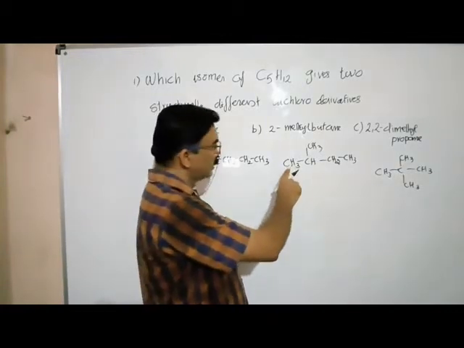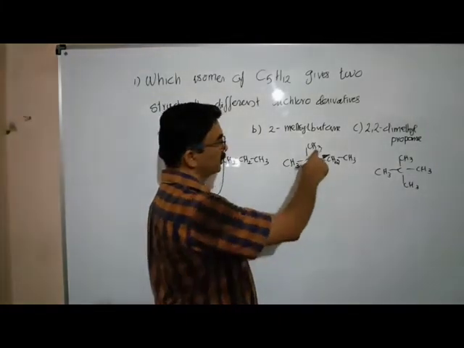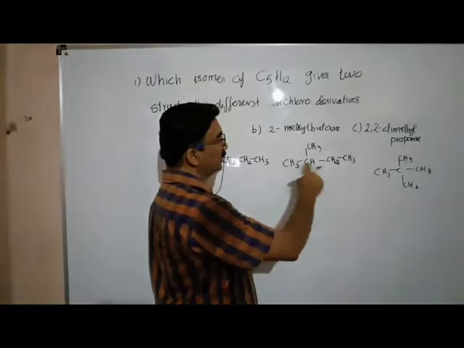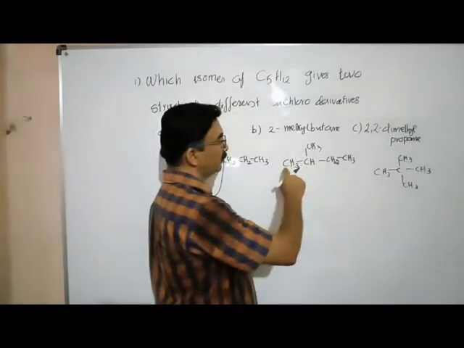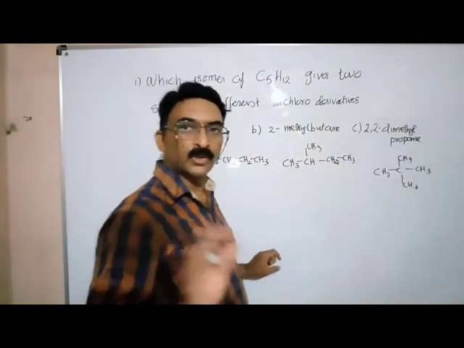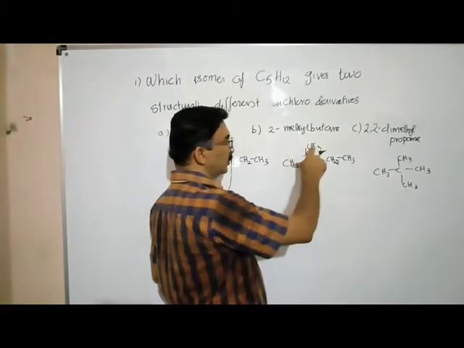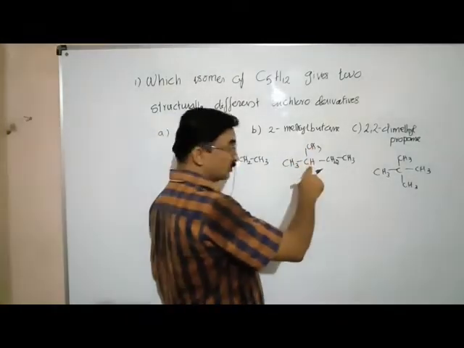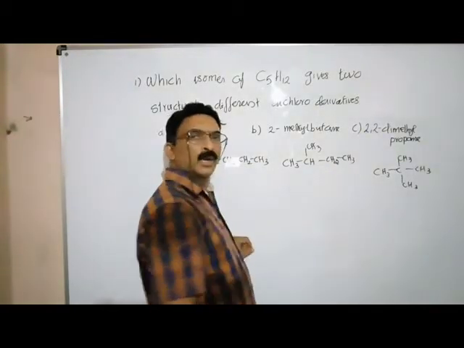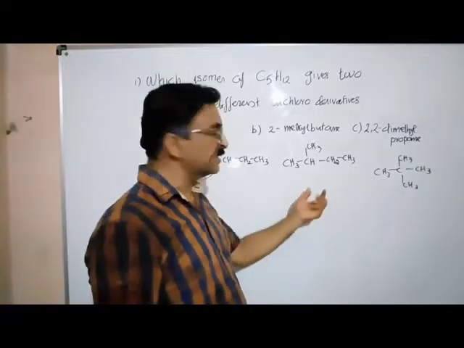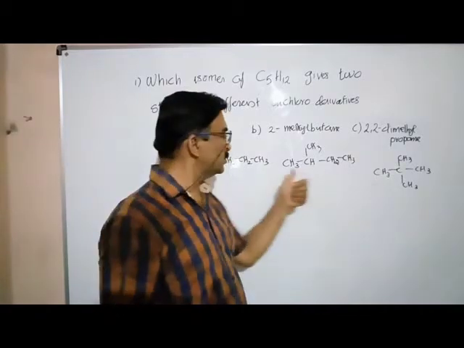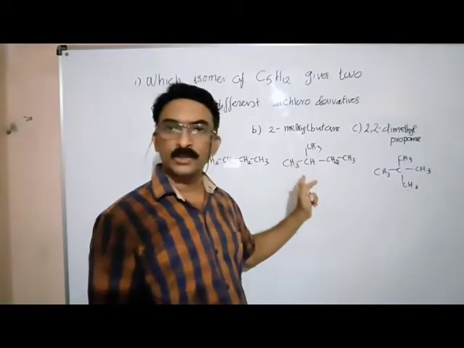Here also you can have 1,1 dichloro 2-methyl butane, then 1,2 dichloro 2-methyl butane, 1,3 dichloro 2-methyl butane, 1,4 dichloro 2-methyl butane. That's not the end. You can have one chlorine here, one chlorine here. Then you start from here: one chlorine here, one chlorine there. And a large number you will get. So that's not going to be your answer again. And lastly, the neopentane. This is 2-methyl butane or isopentane. That's not the answer.